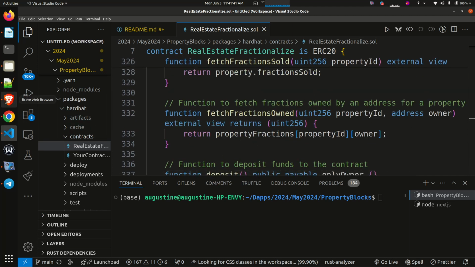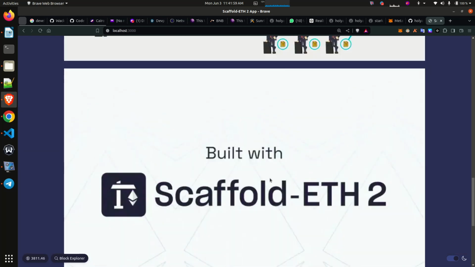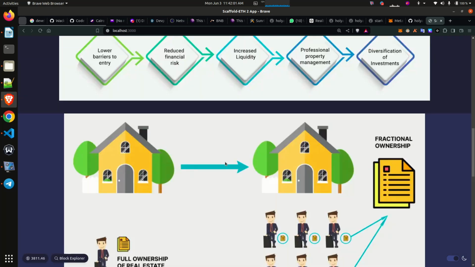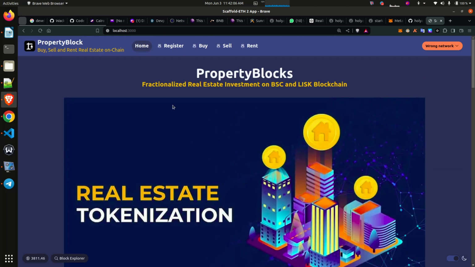Then for the front end, having taken much time in doing the smart contract and testing it out vigorously, we started the front end using Austin Griffith's Scaffold-ETH 2 template. So as you can see here, it was built with Scaffold-ETH 2. So you can see the benefit of fractionalized investing. So we also have the register, which is where you register. In the menu up there, you connect your wallet.